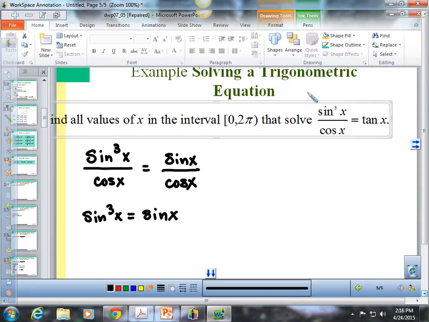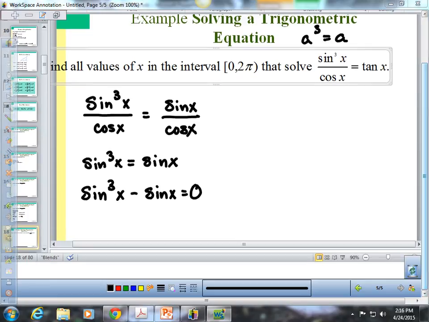Well, this is just like saying a cubed is equal to a, or x cubed is equal to x. We've got a polynomial equation here, right? What do we always set our polynomials equal to? 0, right? We always set them equal to 0 right here. So what would we get? Sine cubed x minus sine x equals what? 0. Now we can take out a what? We can factor out a sine x.